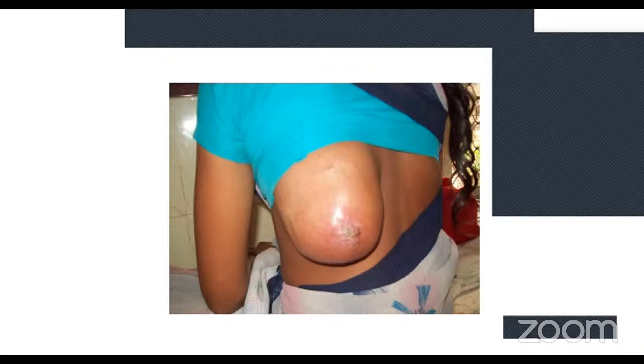Next, what is this? Multiple swellings in the neck like this, with fever. Yeah, lymphoma. Okay, sir, lymphoma. Hodgkin's lymphoma. Perfect.